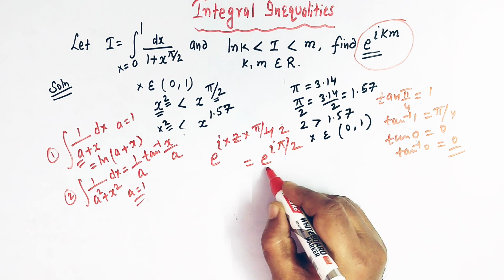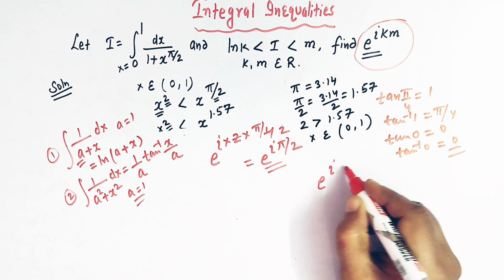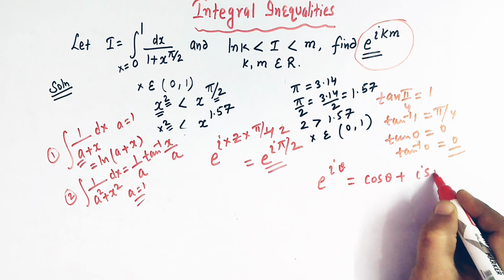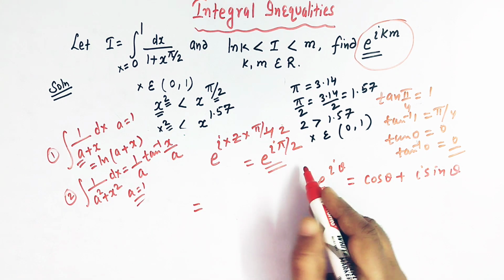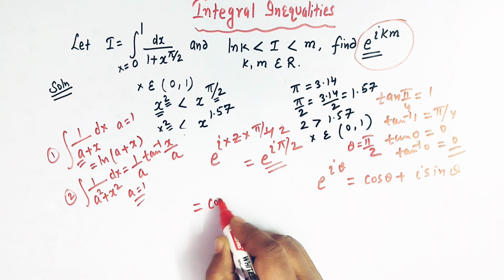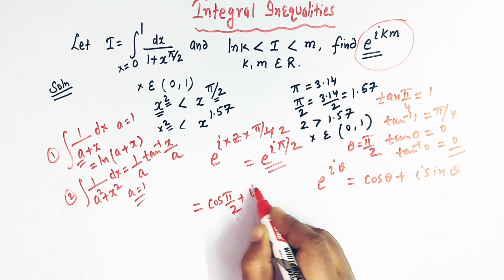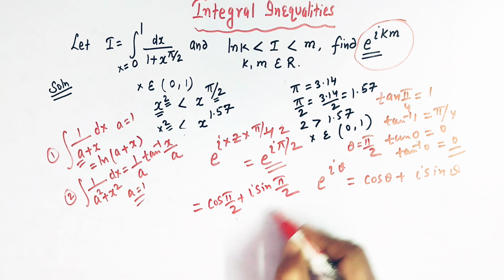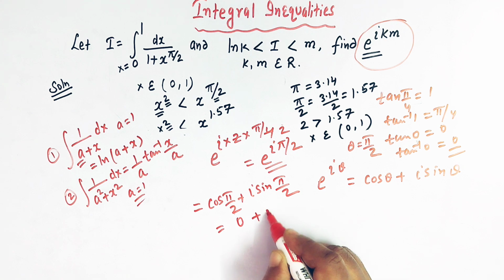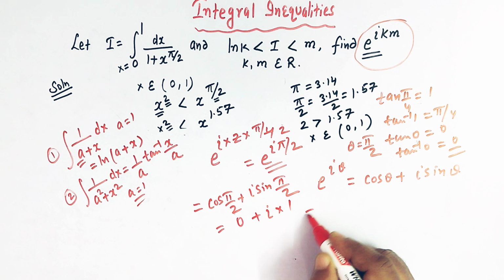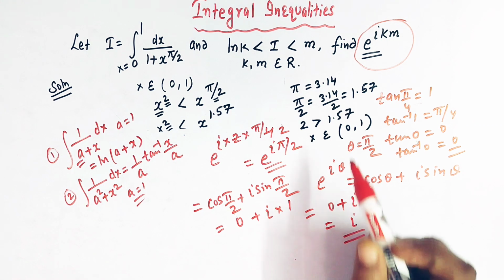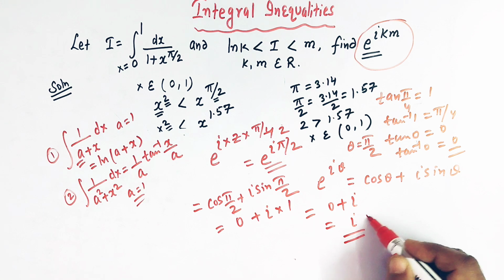So now to get the value of this expression, we'll use Euler's result. So e raised to I theta is cos theta plus I sine theta. So here we have theta is equal to pi by 2. So we have cos of pi by 2 plus I sine pi by 2, right? So cos pi by 2 is cos 90 degrees, that is 0, and sine 90 is 1. So we have 0 plus I, that is equal to I, right? So the value of this expression is equal to I.